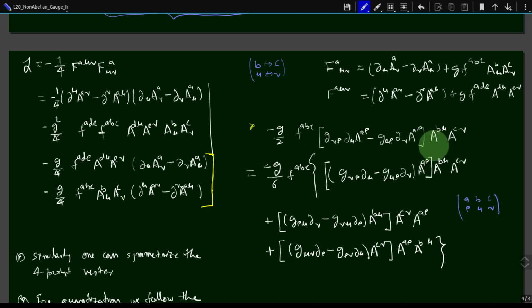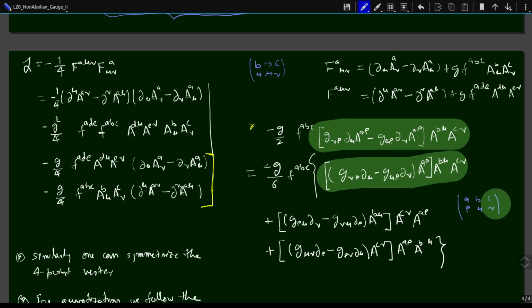That's because of the way the Lagrangian is written. But since it is symmetric under these two, and f^{ABC} is totally antisymmetric, it means this particular part I can write in a form which is totally symmetric. So here the term is minus g by 2. I do a permutation of this kind: a rho, b mu, c nu. Wherever you see a rho, you replace it by b mu, wherever you see b mu, you replace it by c nu, and wherever you see c nu, you replace it by a rho.